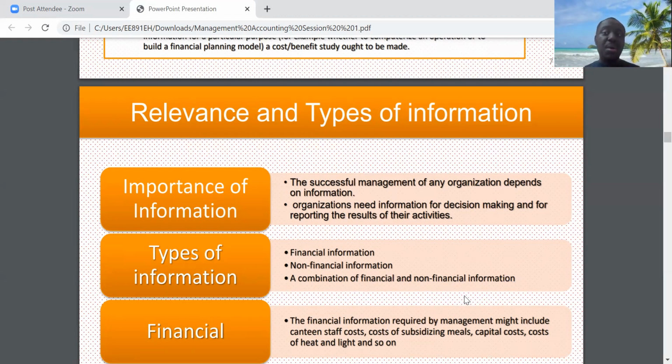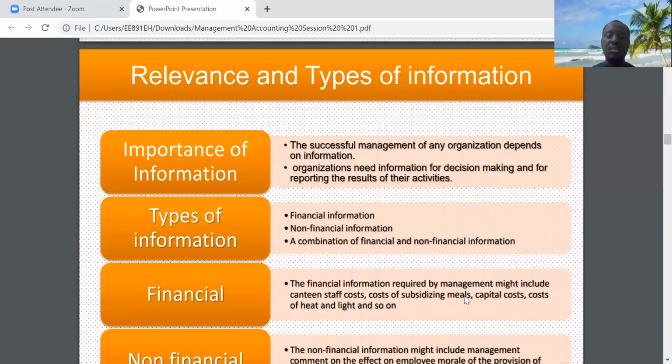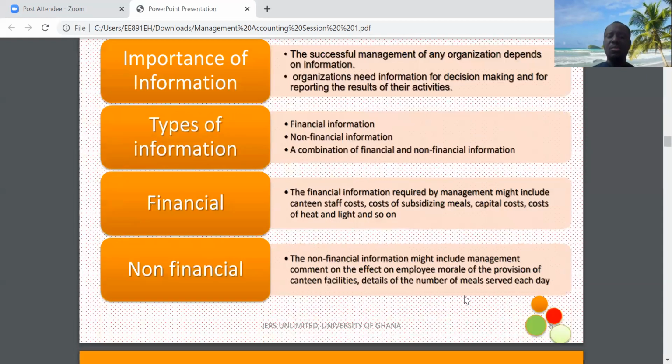Management accounting is all about what? Making decisions. Then let's move on to the types of information. There are basically two types, and we'll add a third. The first type is financial information. Second, non-financial. And the third is a combination of both. And usually in organizations, you see a combination of both the financial and non-financial. So what is financial information? When we talk about financial information, we are talking about things of monetary value, right? Numbers, things of monetary nature.